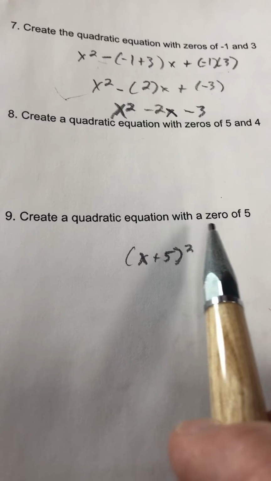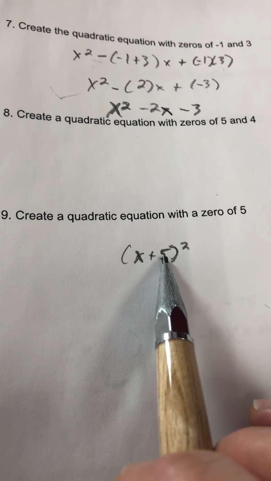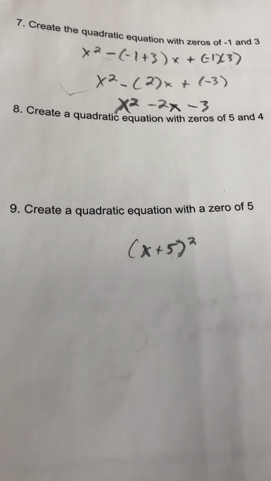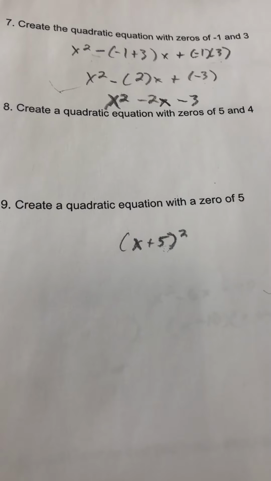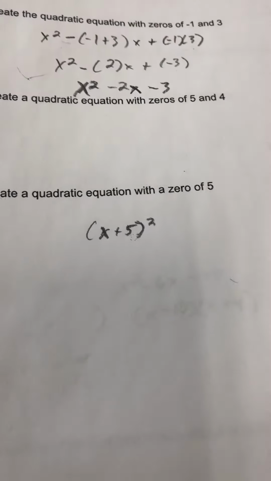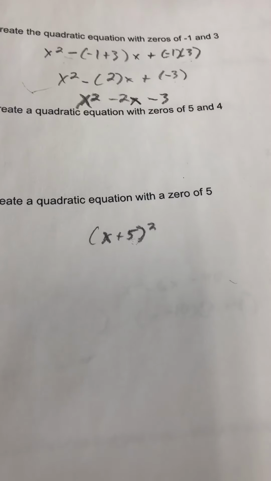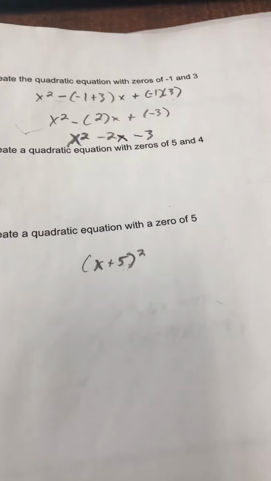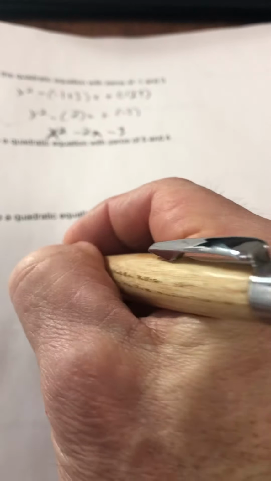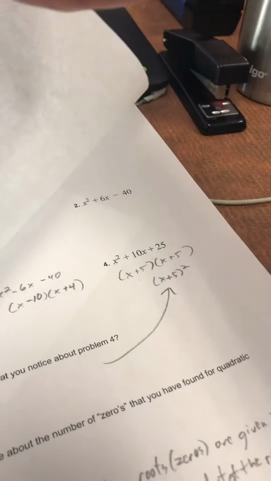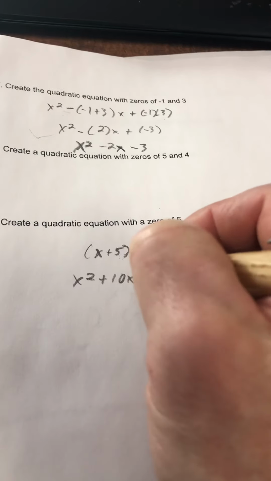And then this one, I'm pretty sure this is what they're talking about. Create a quadratic equation with a zero of 5. So the only root would be 5. That would be like your number 4 from the previous page, x plus 5, just squared. That would be 2x plus 5s. The quadratic equation form of that, if I was to write it out, would be x squared plus 10x plus 25.